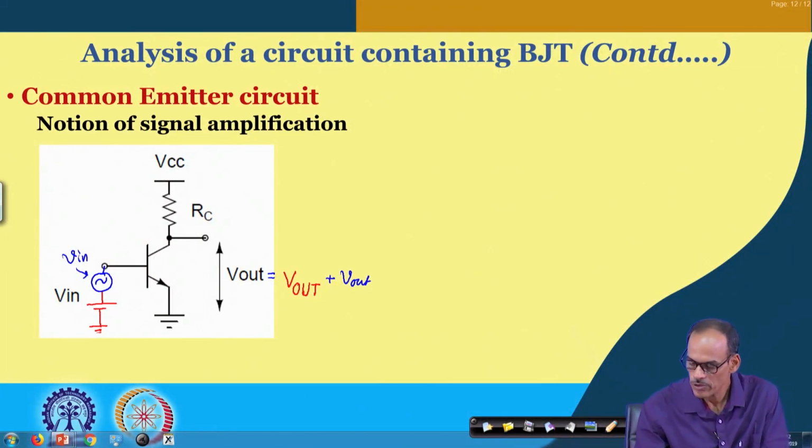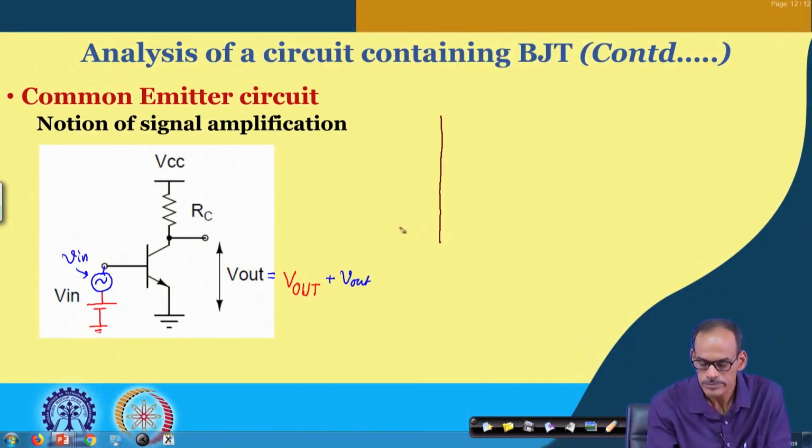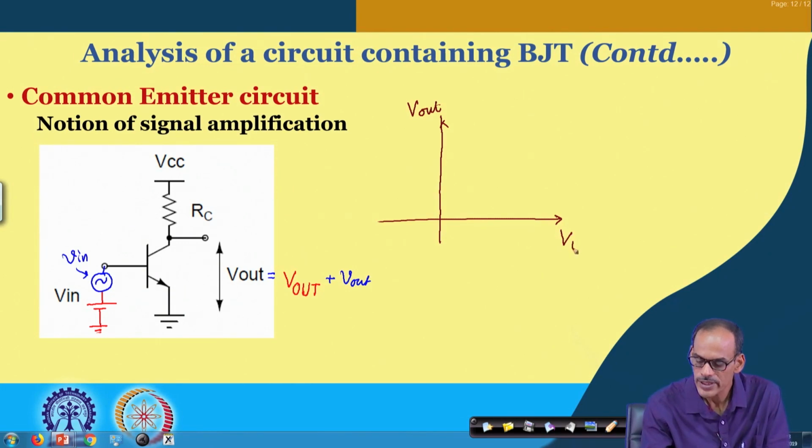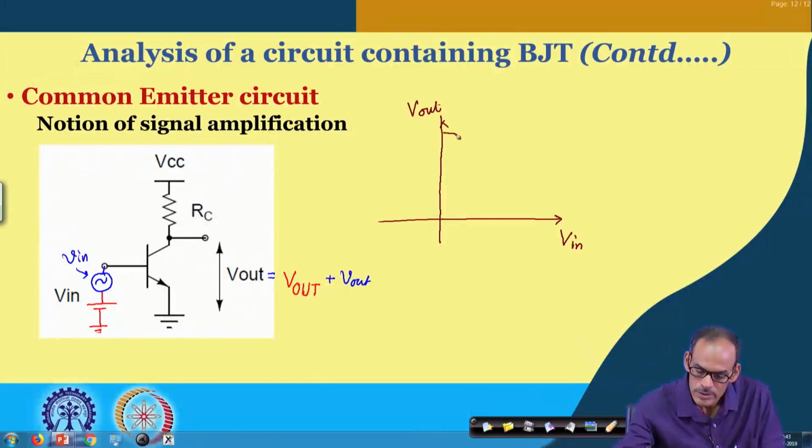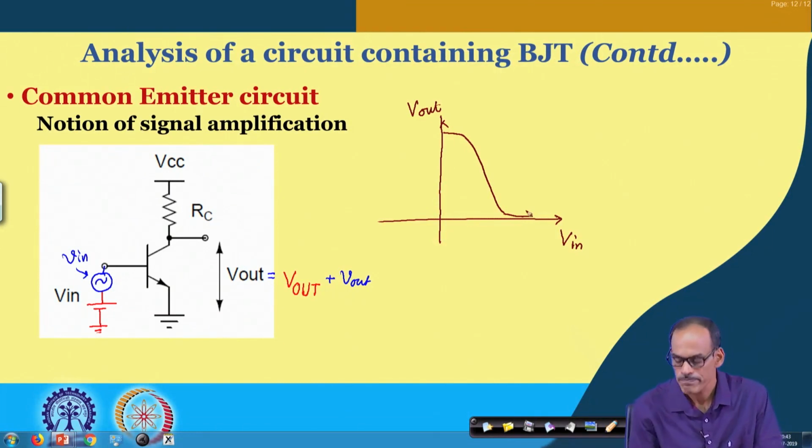And from the input to output transfer characteristic, what we said is, so this is capital V small out, and the x axis is capital V small in. As I say that, it is having a fairly non-linear part initially, and then it is having a linear part, and then it is getting saturated like this.